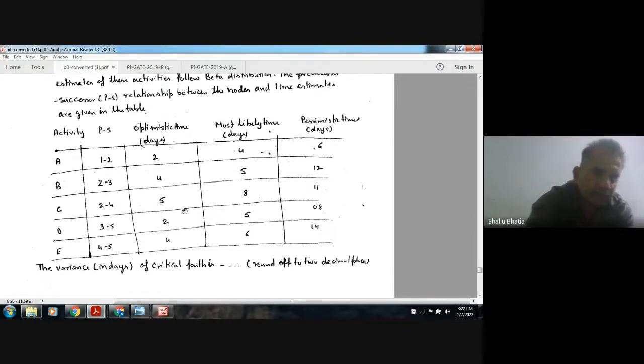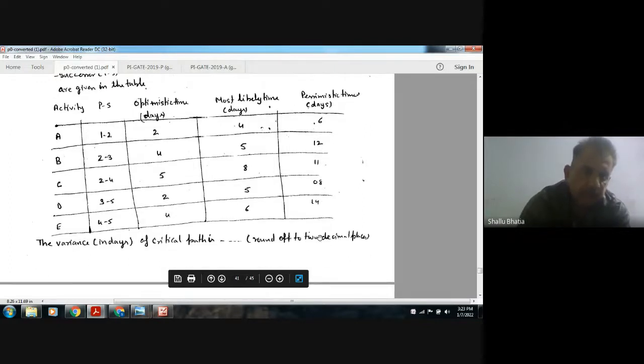So these are the activities A, B, C, D, E, and F, depicted by 1-2, 2-3, 2-4, 3-5, and 4-5. The optimistic times are 2, 4, 5, 2, and 4. The most likely times are 4, 5, 8, 5, and 6, and the pessimistic times are 6, 12, 11, 8, and 14.